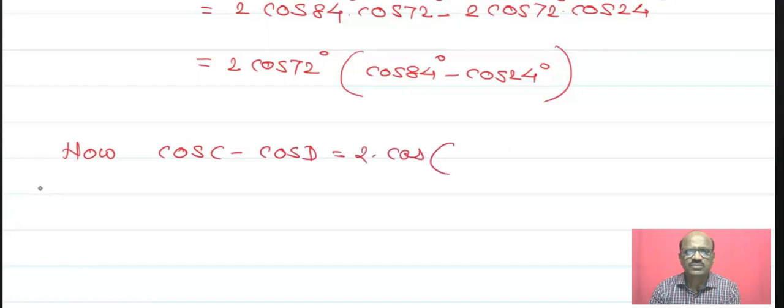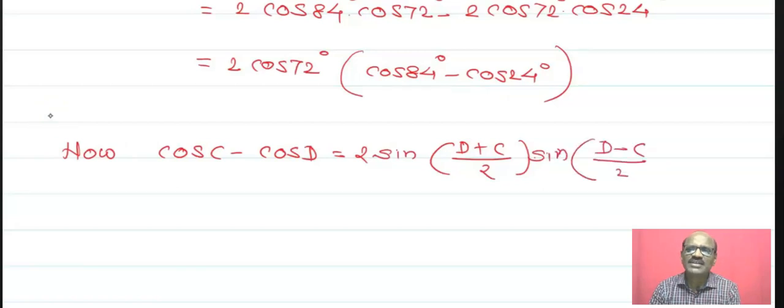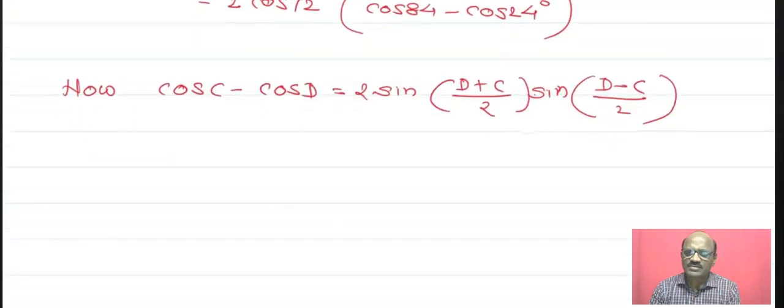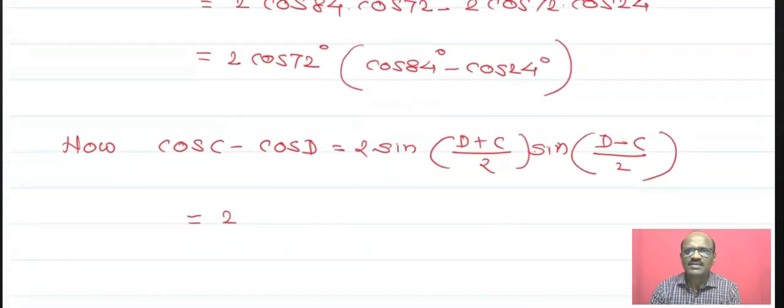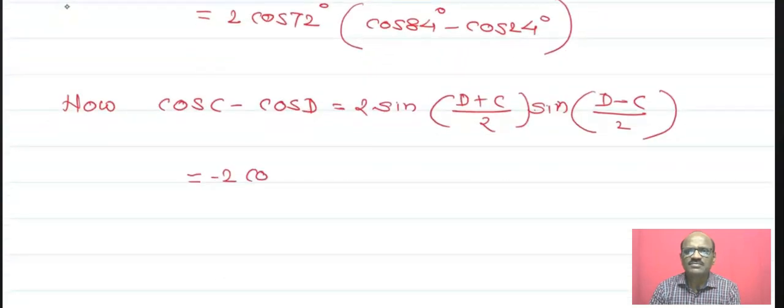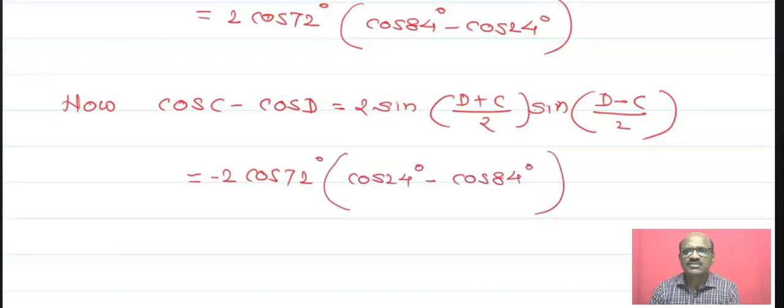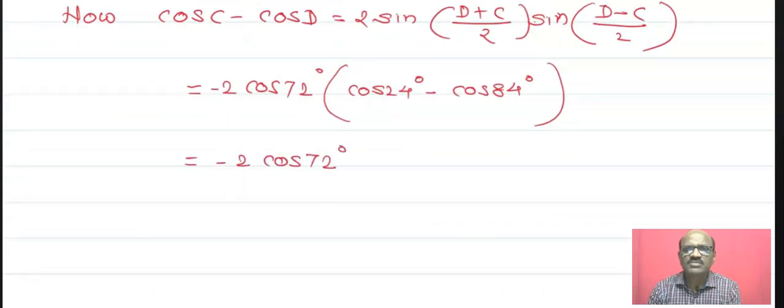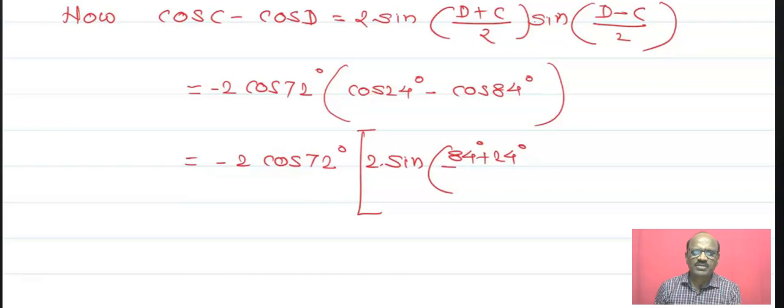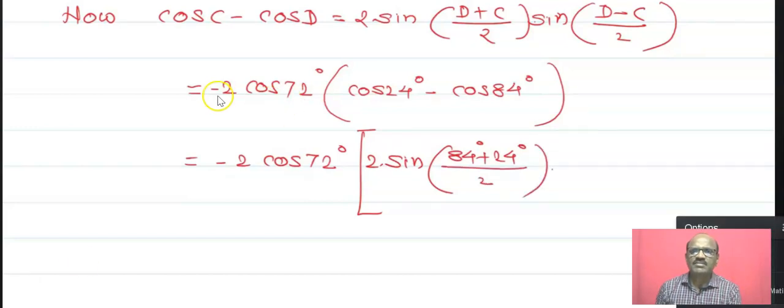That is, cos C minus cos D equals 2 times sine of (D plus C) upon 2 and sine of (D minus C) upon 2. Therefore, that is equals to minus 2 times cos of 72 degree. We have taken the minus sign as common there. That's why here it is cos of 24 minus cos of 84.